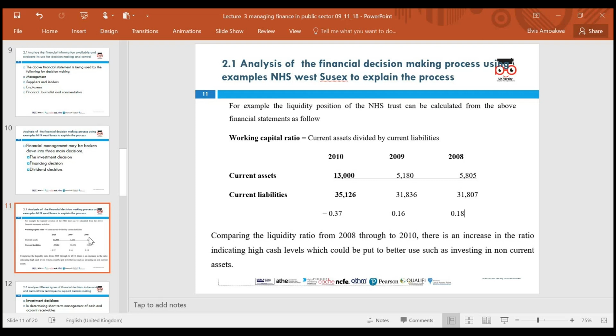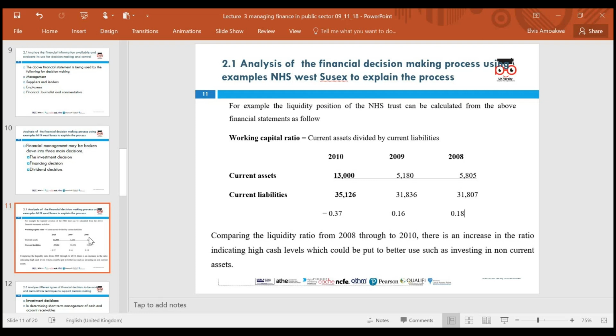And we've got 0.37 for 2010, 0.16 for 2009, and 0.18 for 2008. Just dividing the current assets by current liabilities. Now, look at what I wrote there.